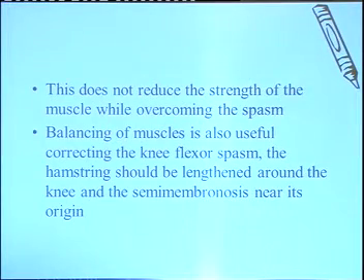Right? This does not reduce the strength of the muscle while overcoming the spasm. And balancing of muscles is also useful. How this balancing is done, I'll just give you an example. You have a flexion deformity of the knee. You correct the hamstrings at the knee level, while correcting the semimembranosus near its origin, around the hip. So this will balance. Another method of balancing is half a tendon transfer.